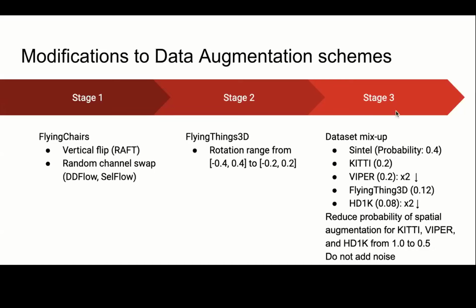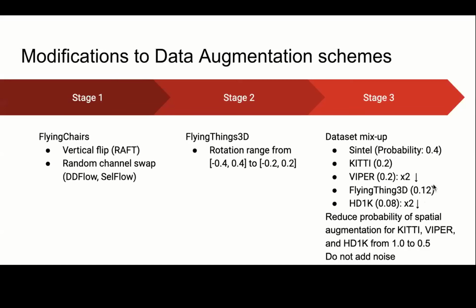And finally, when we do the last stage fine-tuning, where we use multiple datasets, we use 5 datasets with the following probability to sample from them. So basically, we sample Sintel and KITTI plus Viper using roughly the same probability. And then we use the additional FlyingThings3D and HD1K, giving them a relatively smaller probability. And the ratio is taken from the VCN paper.